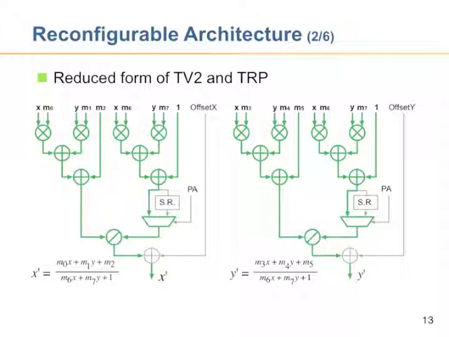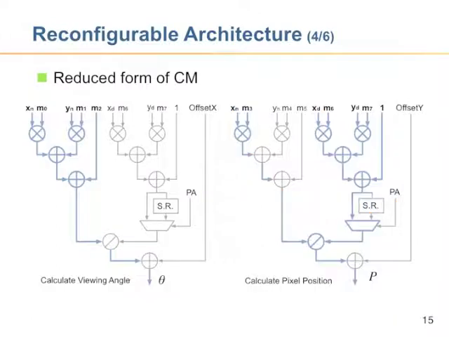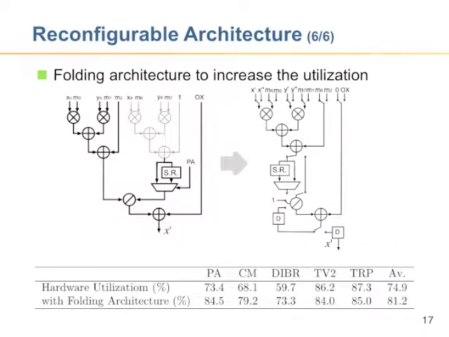The green lines show the part used by Tennis Video 2.0 and Tennis Replay. The orange lines show the part used by 2D panorama. The blue line shows the part used by concentric mosaics. And the part used by DIBR was highlighted in red lines. Furthermore, to increase hardware utilization, a folding architecture is applied.